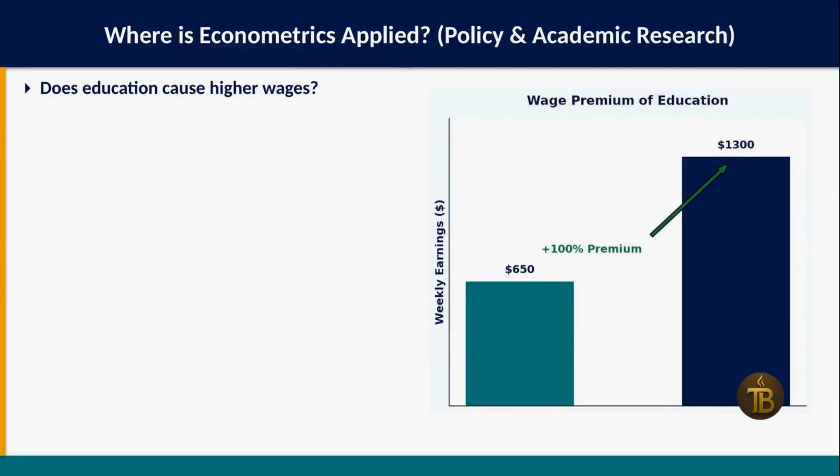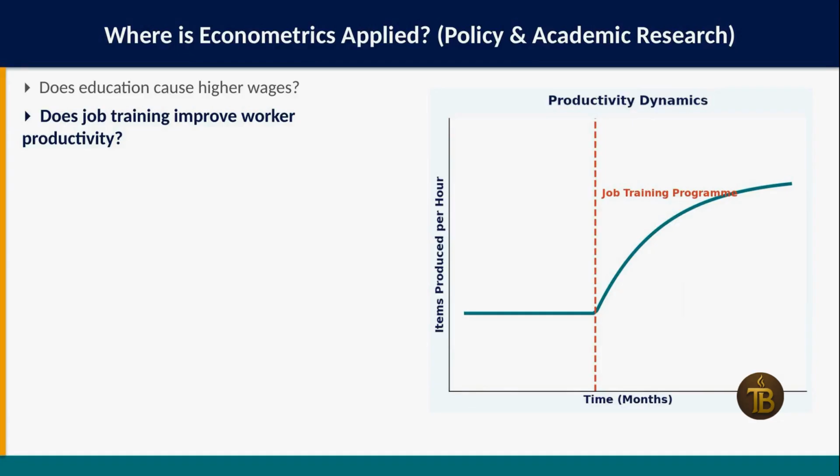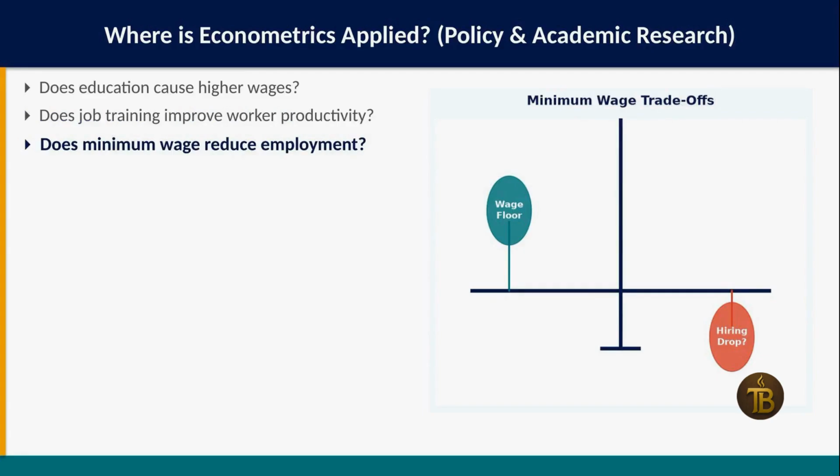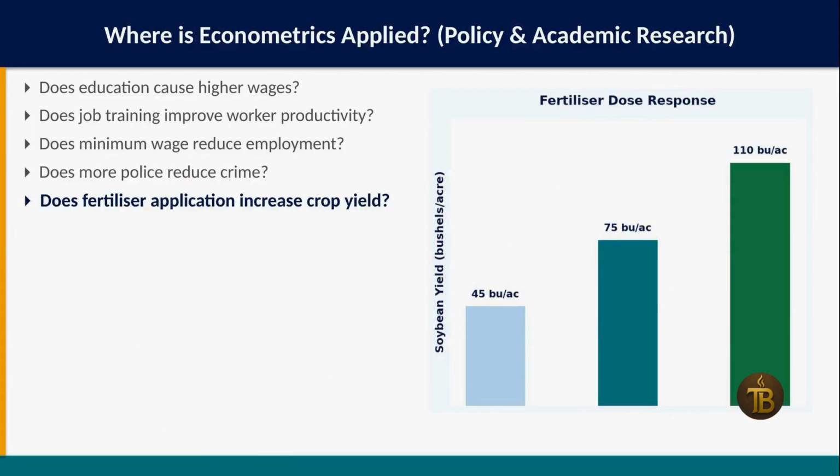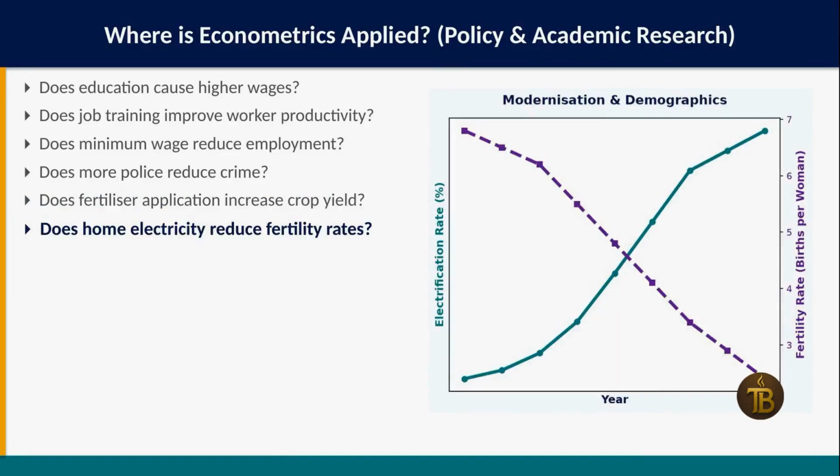Let's ground this in real applications. In academic research, econometrics is used to ask questions like, does education actually cause higher wages? Does job training genuinely improve worker productivity? Or do we just see a correlation? Does raising the minimum wage reduce employment? Does putting more police on the street actually reduce crime? Does applying more fertilizer increase crop yield? A question we'll come back to as a worked example later. Does having electricity at home reduce fertility rates in developing countries?